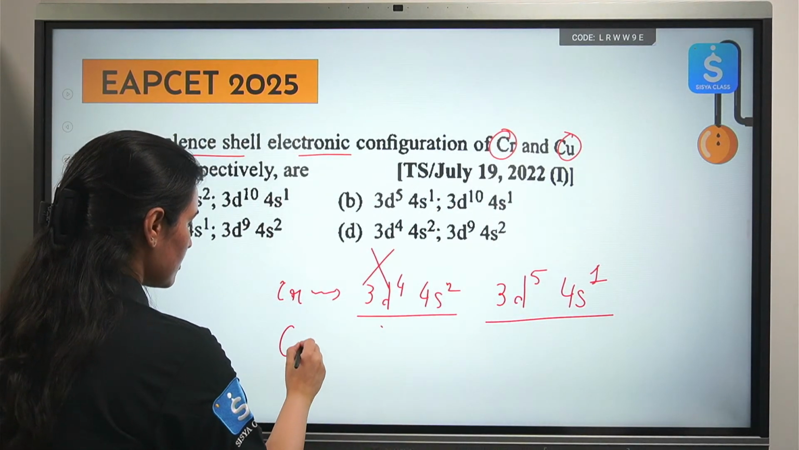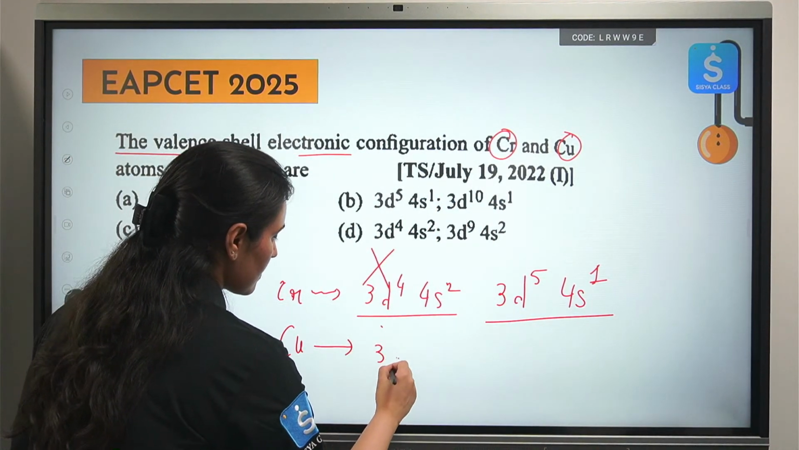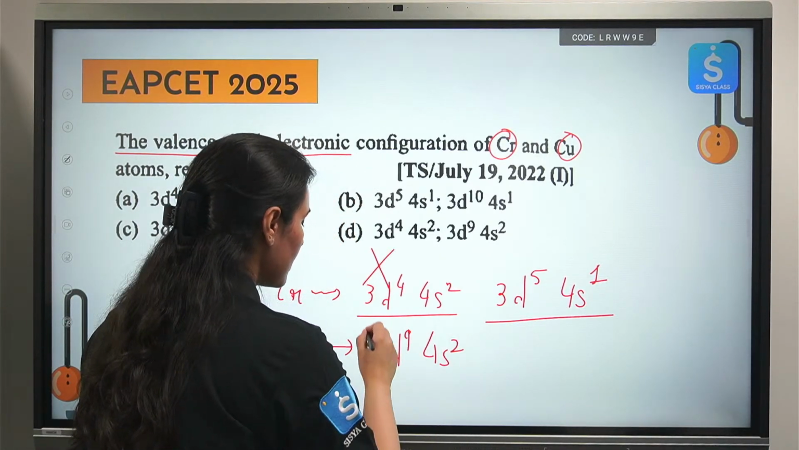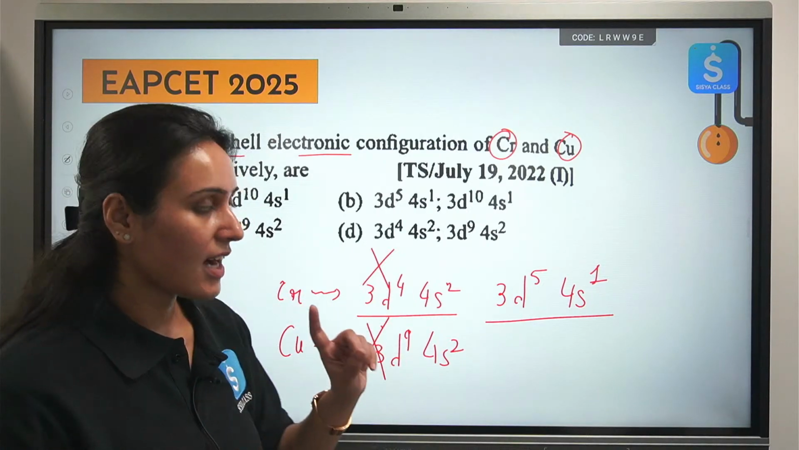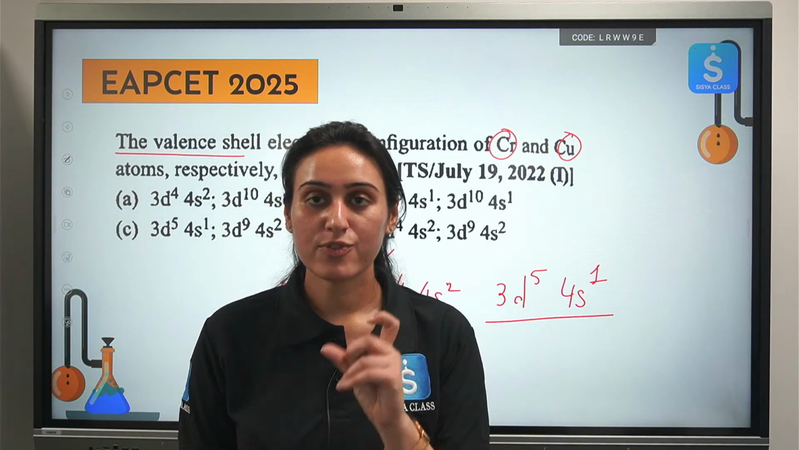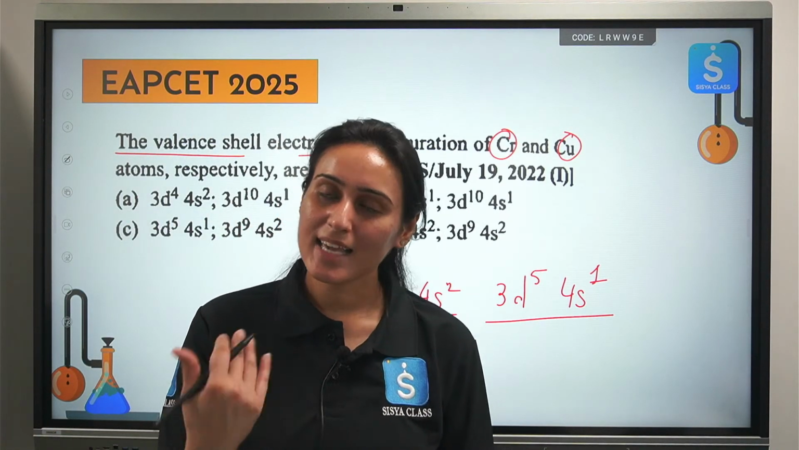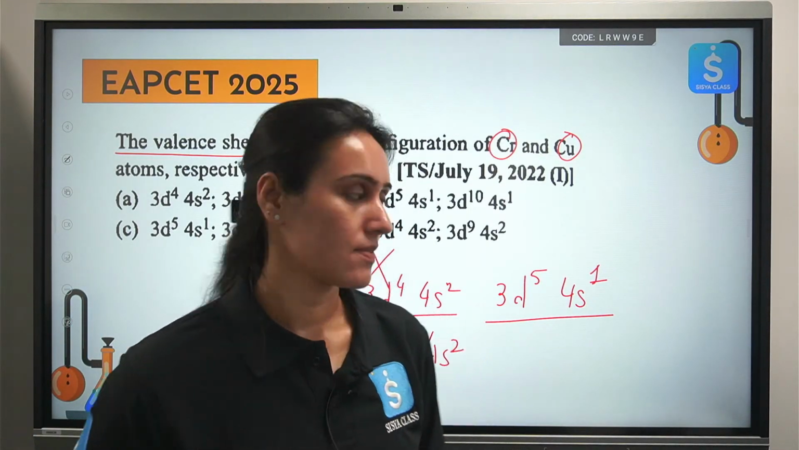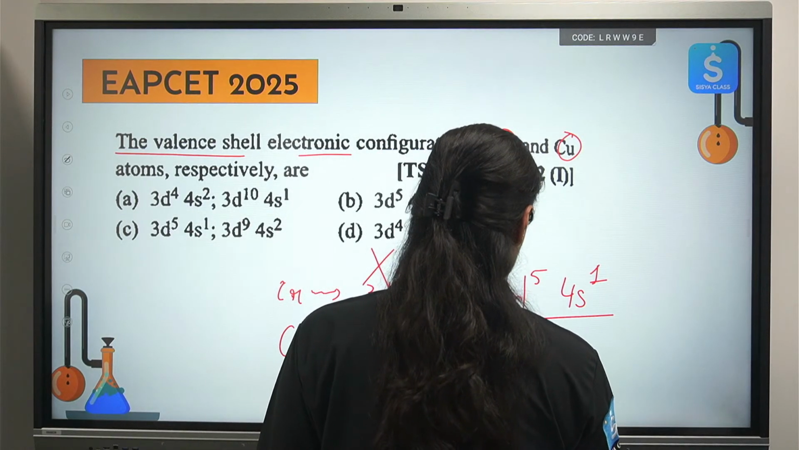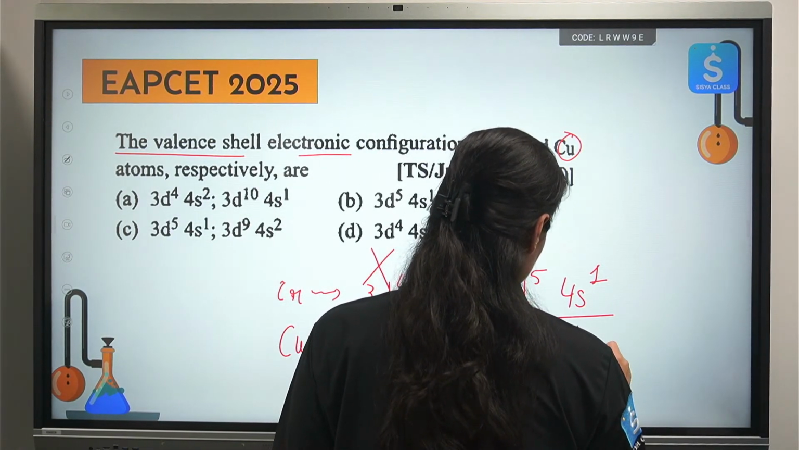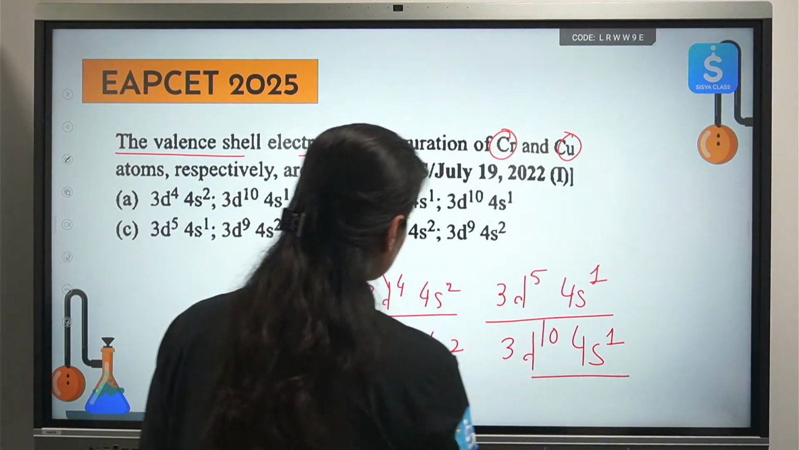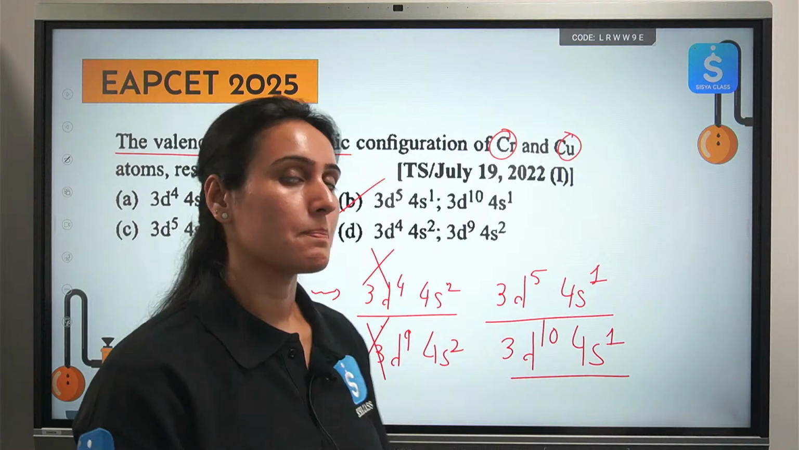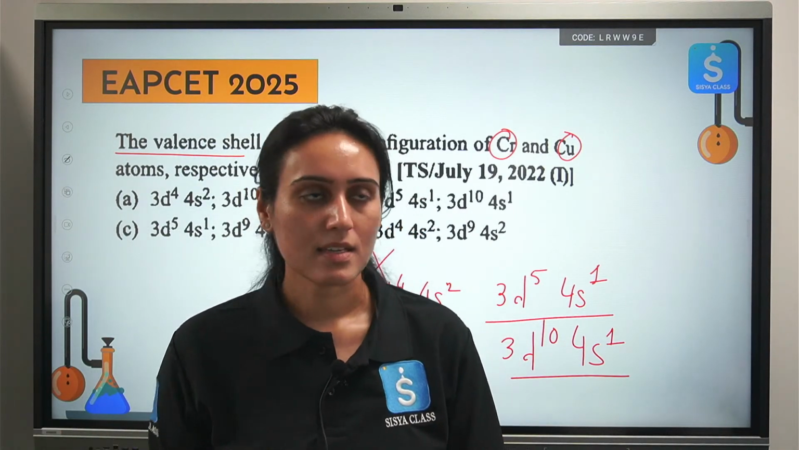Similarly, for copper also, you will assume it should be 3d9, 4s2. Again, your assumption is wrong. We have only 1 electron less than the fully filled d orbital configuration. Again, we will take off 1 electron from the s orbital and add it to the d orbital. So this is the correct answer: 3d5, 4s1 and 3d10, 4s1. Option B is the correct answer. Okay, see the next question.